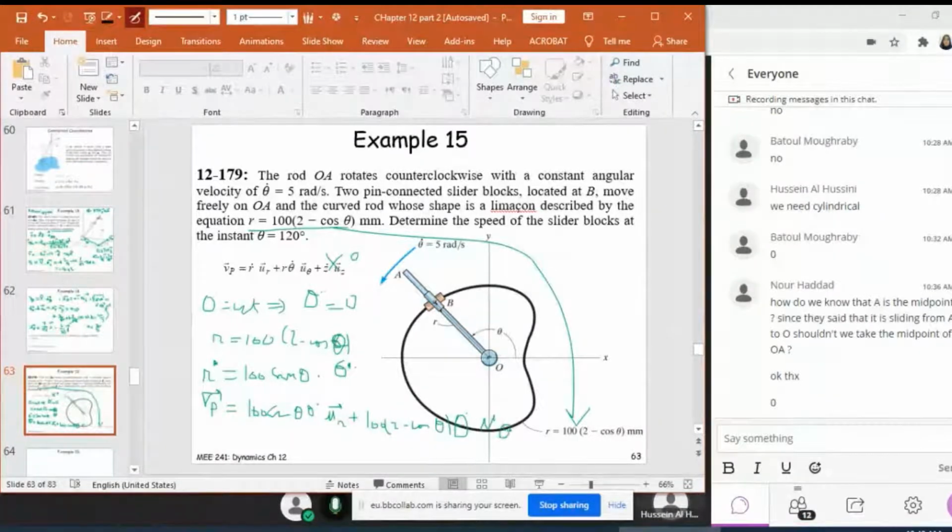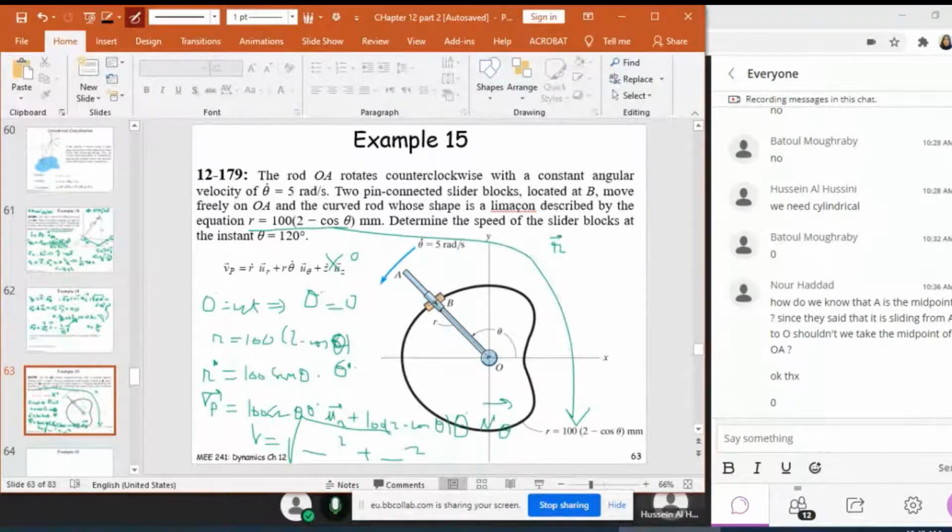Now, guys, you can replace theta dot by 5 and theta by 120. And then you can find v as the square root of this squared plus this squared, the component in r squared plus the component in theta squared. Or, guys, you can start from r.